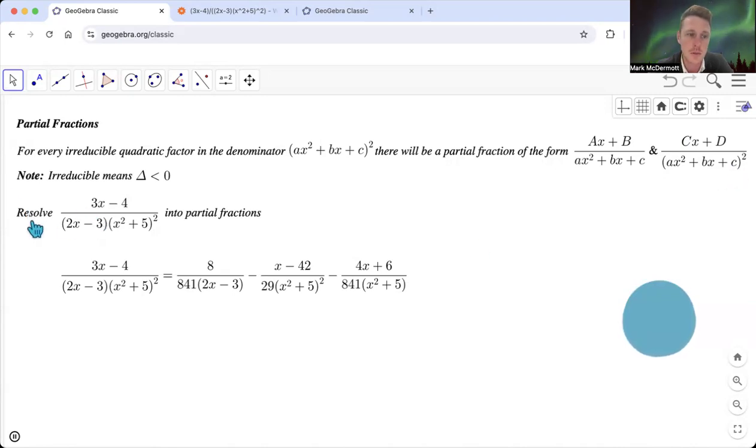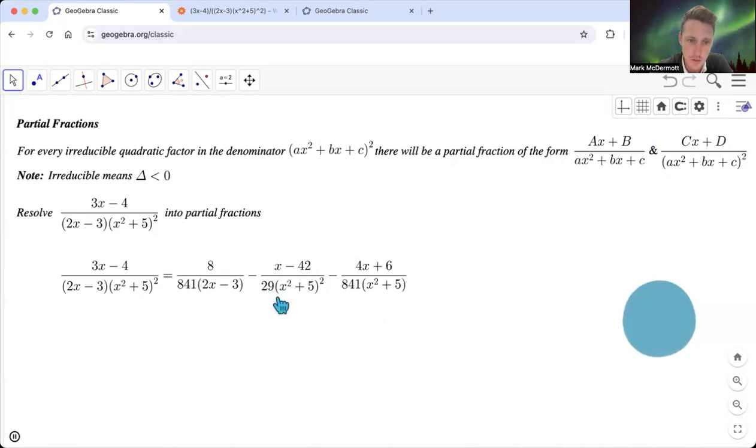So here's an example. If we were to resolve (3x minus 4) all over (2x minus 3) times (x squared plus 5) all squared into partial fractions, we would get something like this. And I'll show you how I got this, but what I want you to look at is the structure.